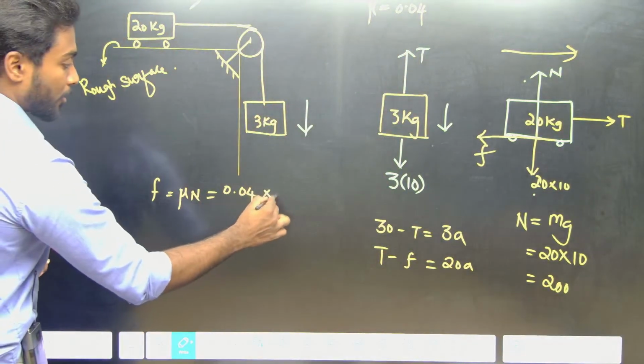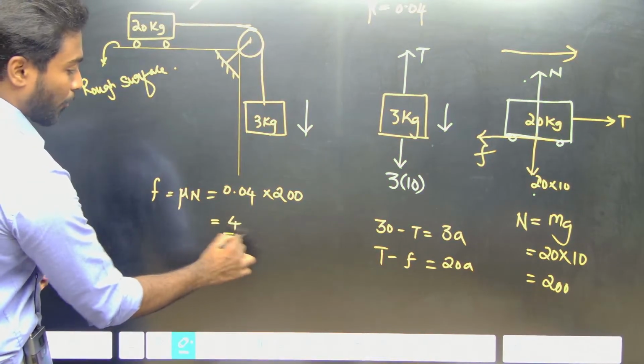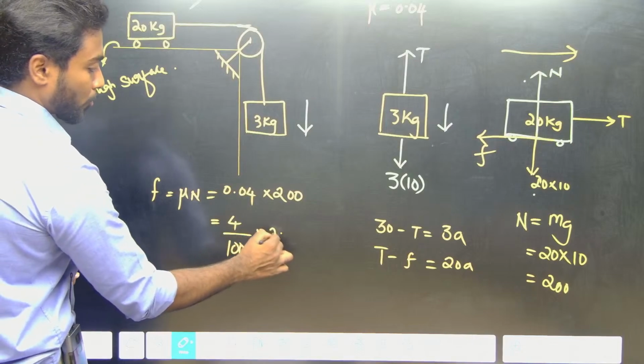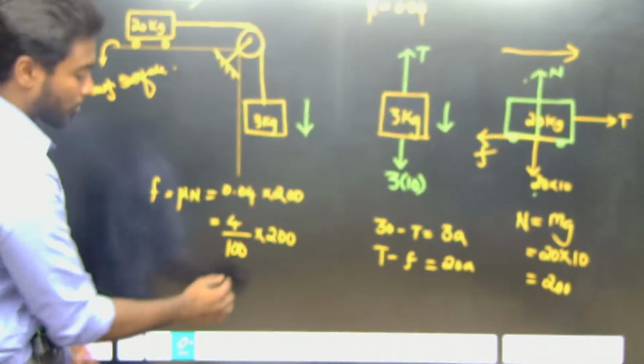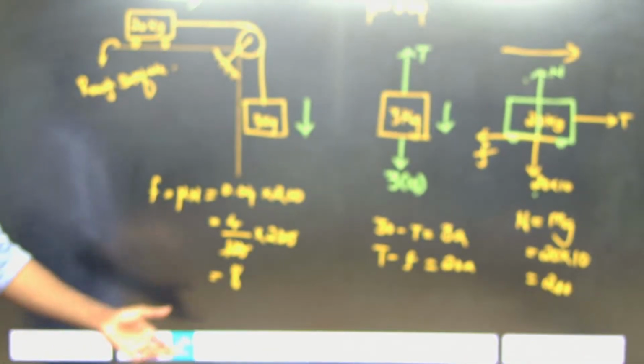So into 200, which is nothing but 4 divided by 100 into 2 into 100. The two zeros and the two zeros get cancelled off. Friction is 8. Done.